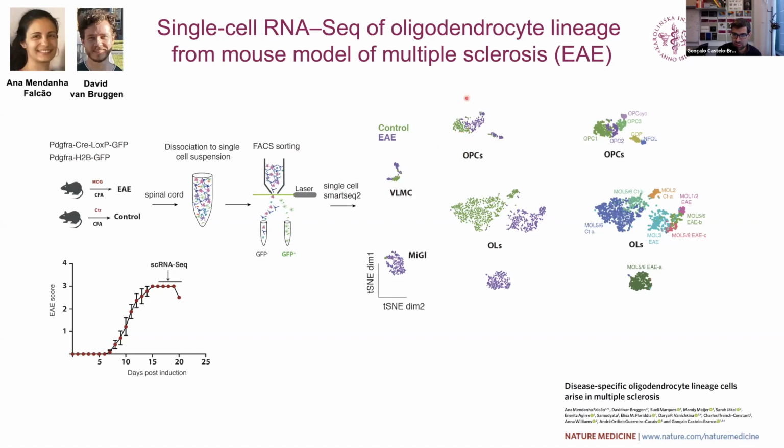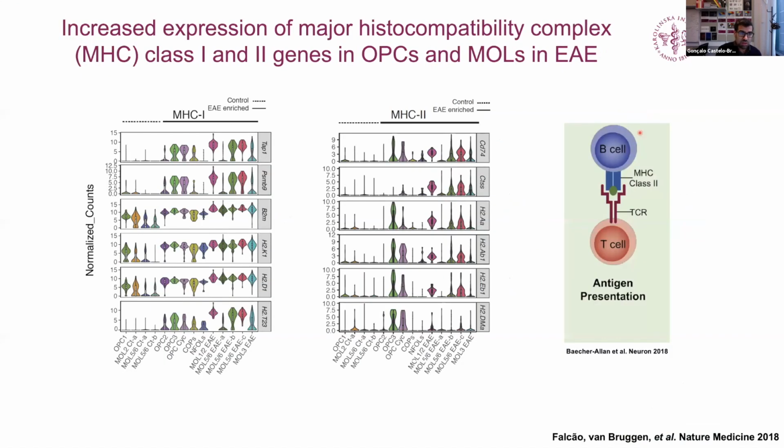And within the oligodendrocyte progenitor population and the mature oligodendrocytes, Ana and David could find different subpopulations of these oligodendrocyte lineage cells. Now, one of the major hallmarks of these populations was actually the expression of major histocompatibility complex genes, class 1 and class 2. And here in these violin plots, you can see in the dotted lines the clusters coming from control, and in the solid line the clusters coming from the oligodendrocytes from the mouse model of MS. And what you can see is there is an increased expression of this MHC class 1.